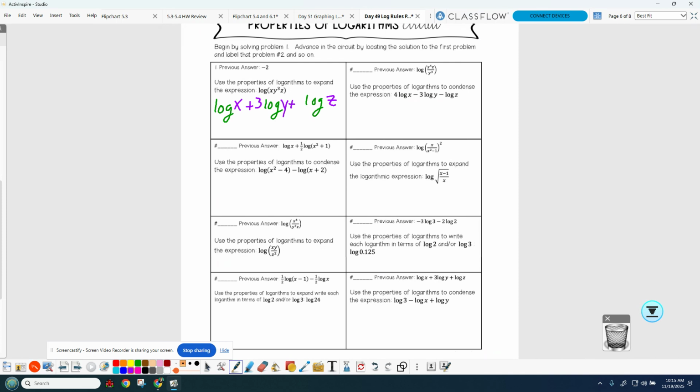What do you think? Yeah? Okay, so then we were supposed to look for, in the answers, where is log x plus 3 log y plus log z. It's right here. So this is the second problem we were supposed to do.